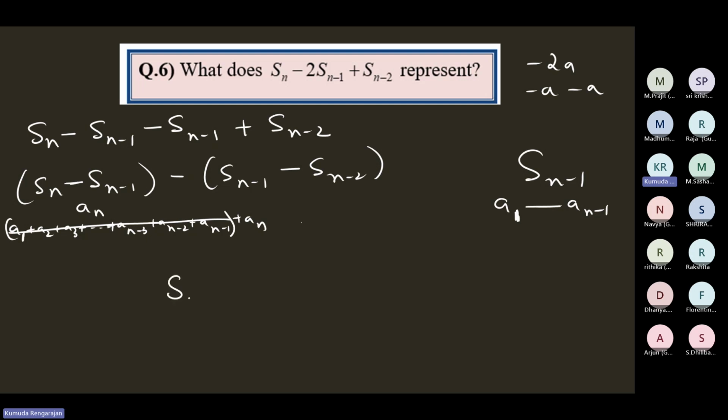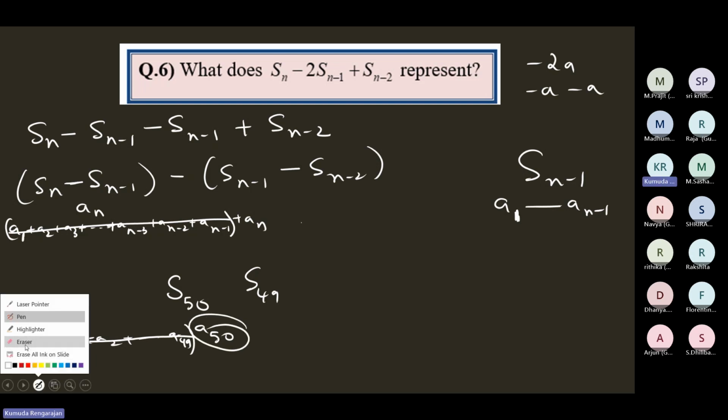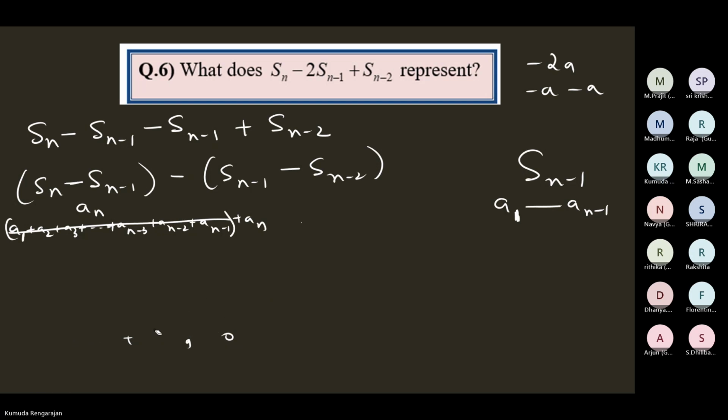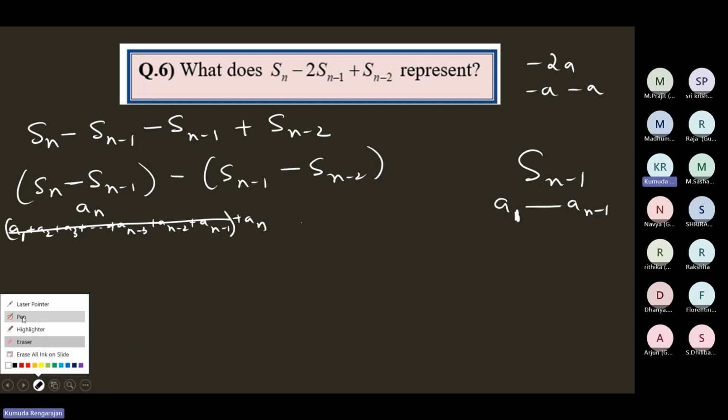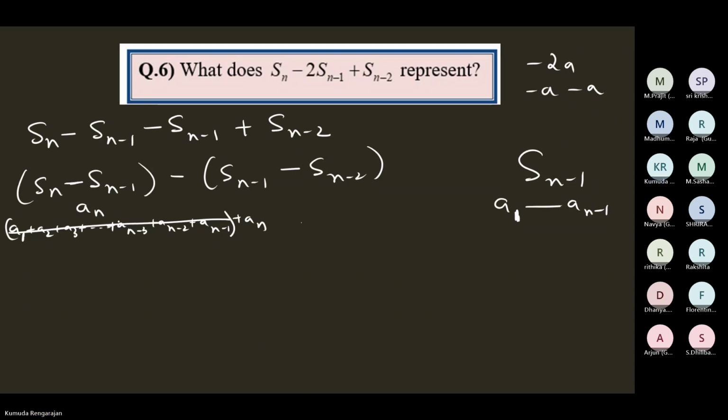Now, supposing you have S50 and S49. What is S50? A1 plus A2 plus so on till A50. This sum is S50. What is S49? Sum of all the terms till the 49th term. If you remove S49 from S50, you will be left with the 50th term. So from the sum to n terms, if you remove the sum of the first n minus 1 terms, you will be left with the nth term, the last term.